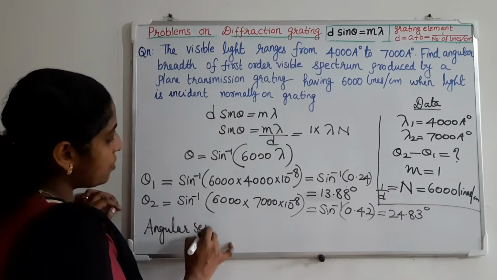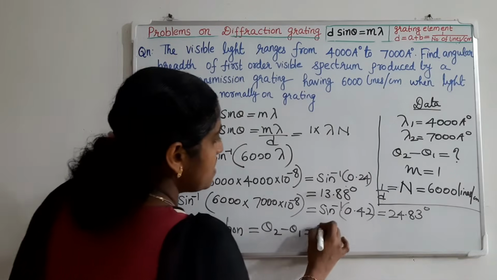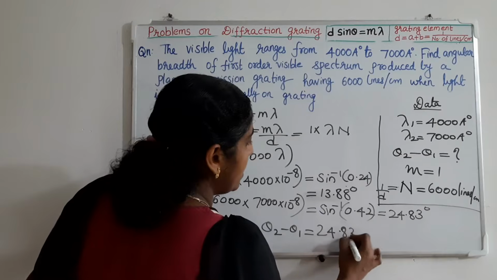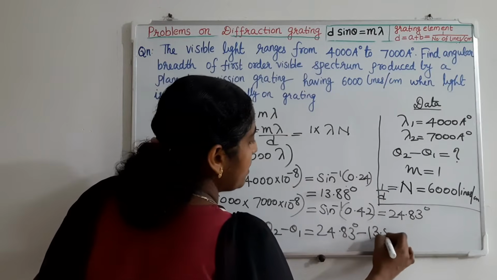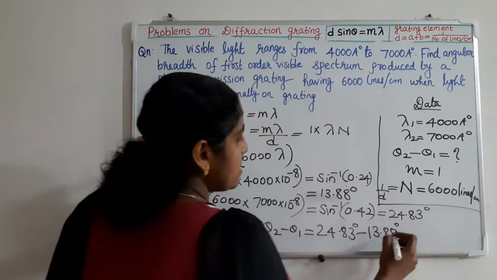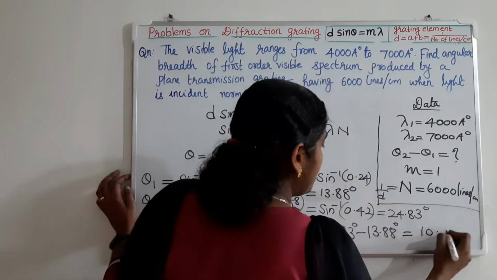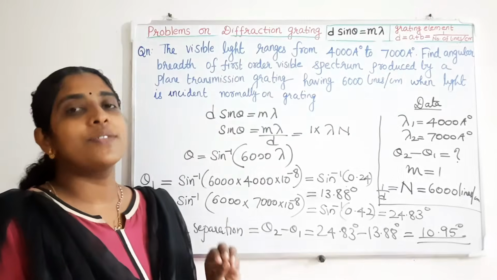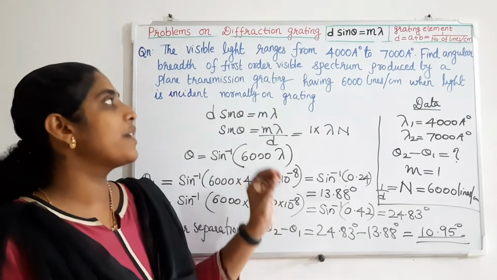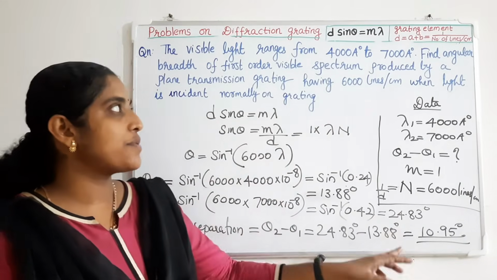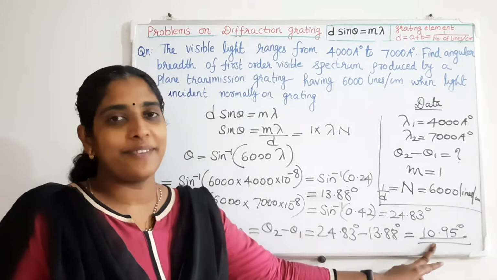So what is the angular separation or angular breadth? That is theta 2 minus theta 1. That is 24.83 degree minus 13.88 degree, that is equal to 10.95 degree. So the angular breadth for the first order visible spectrum from 4000 to 7000 Armstrong is 10.95 degree.